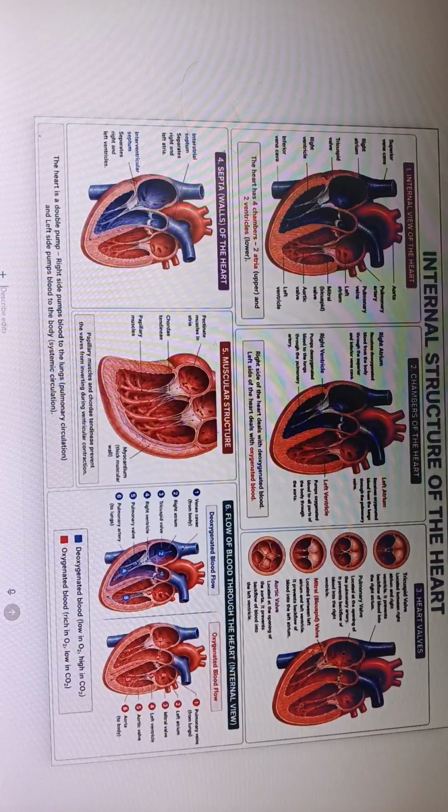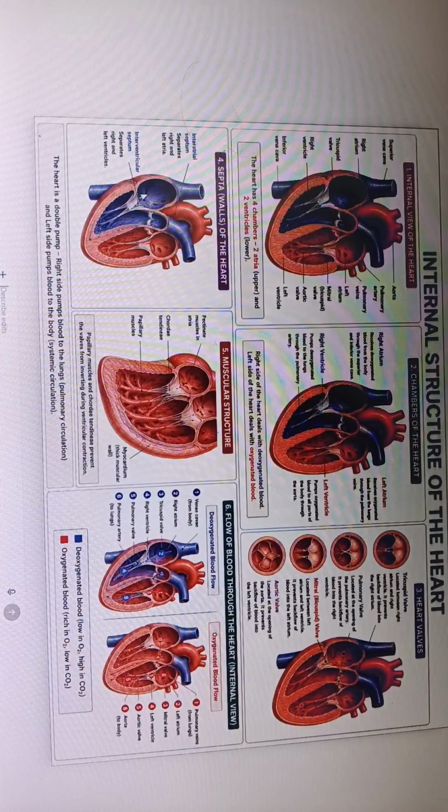Now we will see the heart valves. There are 4 types of valves. First one is the tricuspid valve. It is located between the right atrium and right ventricle. Next one is the pulmonary valve. It is located at the opening of the pulmonary artery. It prevents backflow of blood into the right ventricle. Next one is the mitral valve, located between the left atrium and left ventricle. It prevents backflow of blood into the left atrium. Next one is the aortic valve. It is located at the opening of the aorta. It prevents backflow of blood into the left ventricle.